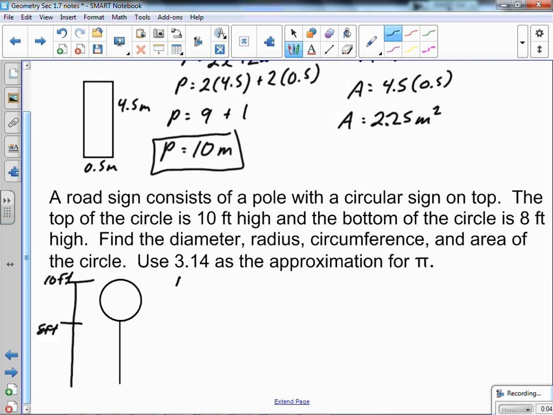So for the diameter, which is the distance all the way across the circle, that's going to be the difference between these two heights, right? 10 feet to 8 feet. That's the width of the circle, or the diameter. So 10 minus 8 can give us 2 feet for the diameter. And then a radius is simply 1/2 the diameter. So our radius here is going to be 1/2 times 2 feet, which is going to give us 1 foot for the radius.